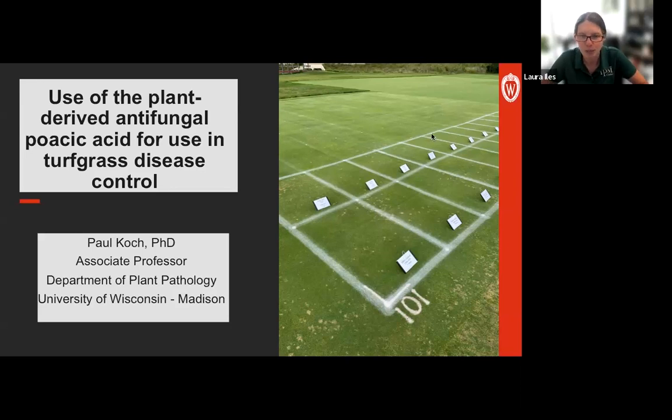So today's speaker, Paul Koch from the University of Wisconsin-Madison, will talk to us about antifungal Poacic acid. I've been practicing that pronunciation. I'm probably still a little bit wrong, but I'll let you take it away, Paul.